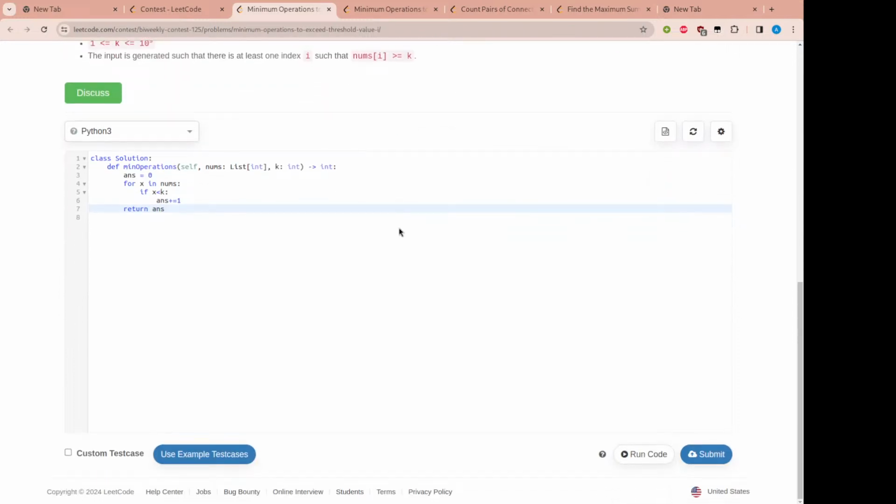Any questions on this one? I will move on to the second problem, which had a similar approach. And if there are any questions on this problem, I can take them up after I am done with the second problem.